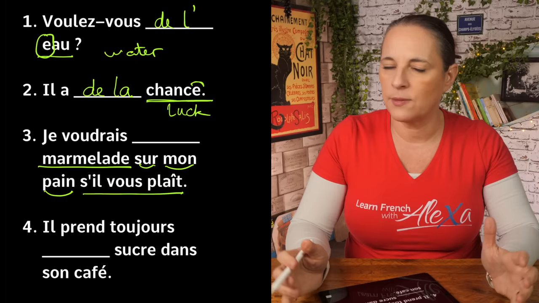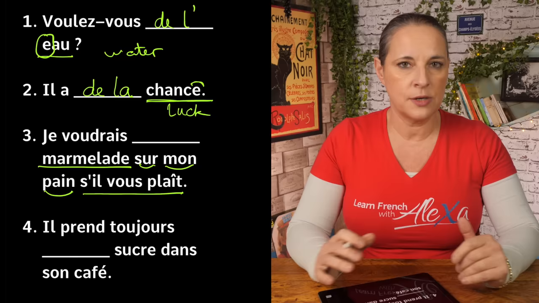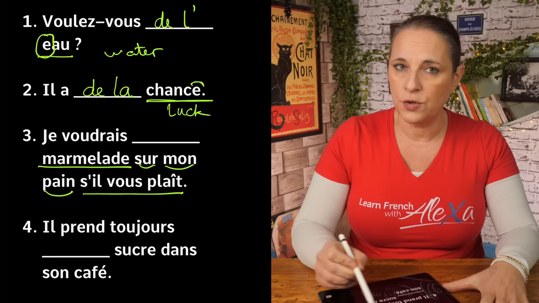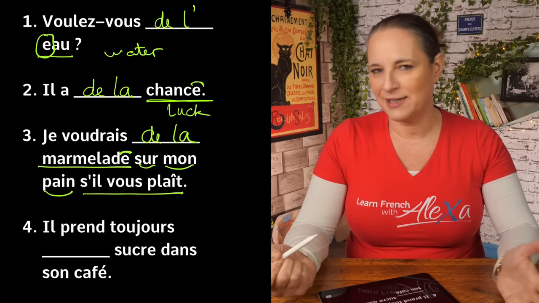Du marmelade, de la marmelade, de l'marmelade, des marmelades? Well, it's not a plural, there is no S. It's not de l'apostrophe because the word doesn't begin with an H or a vowel. So it is either du or de la. Now, what did I say? Most of the time, if the words end with an E, it is likely to be feminine. So je voudrais de la marmelade sur mon pain, s'il vous plaît. See what we are doing here.